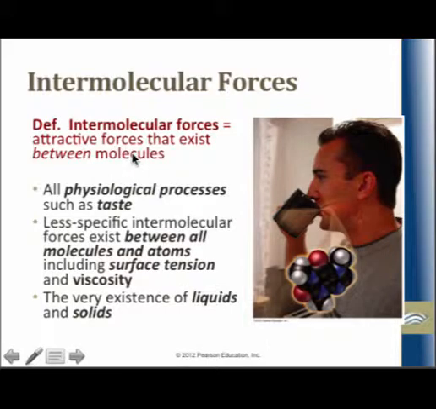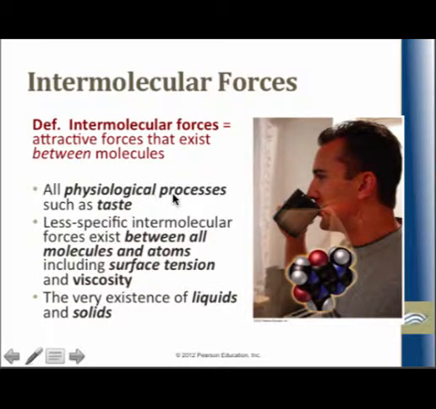Intramolecular is between the atoms, and we bond them together. We're talking inter, between multiple molecules. IMFs account for multiple things. I already mentioned the fact that even to have a liquid or a solid, you must have IMFs present. We also see them as the interactions that cause surface tension and viscosity.